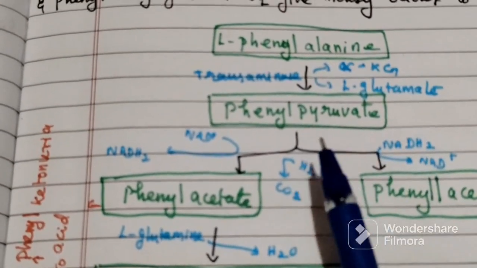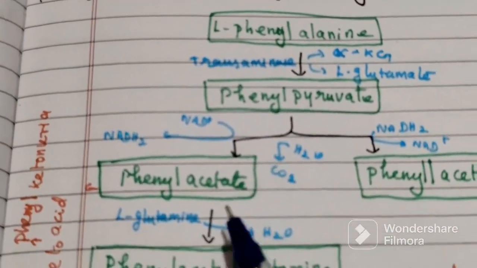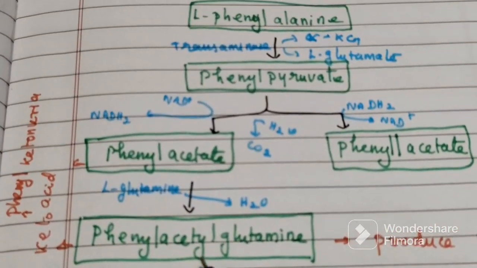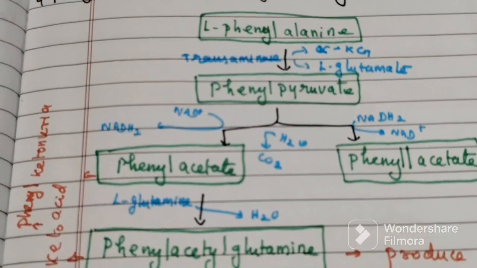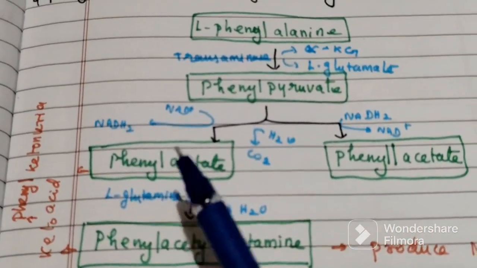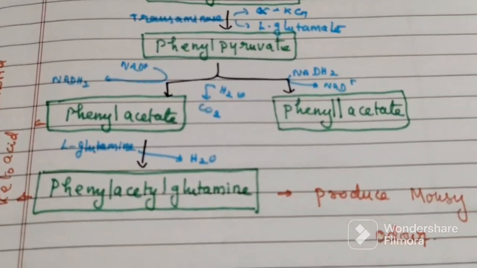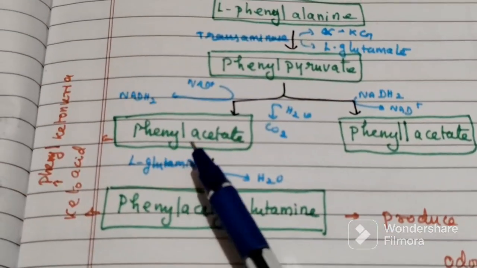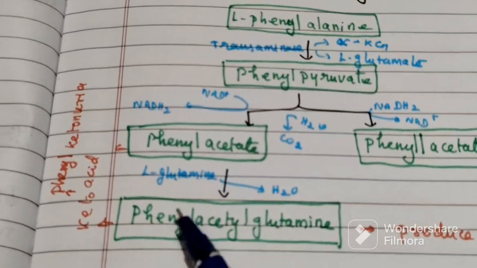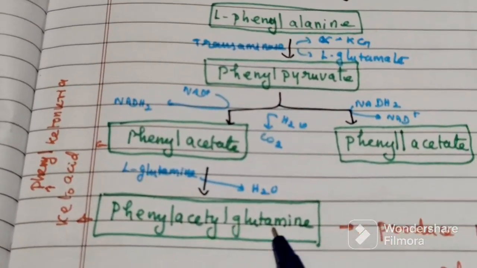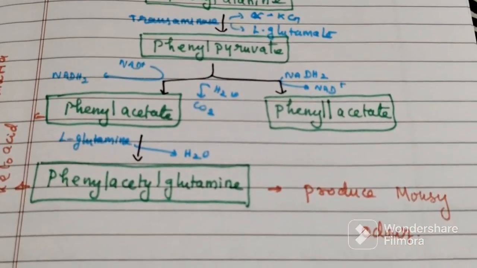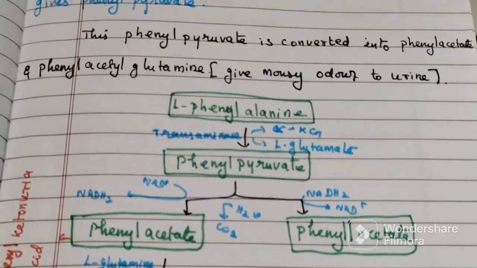Then this phenylpyruvate is converted into phenyl acetate and phenyl acetyl glutamine. These two components give the mousy odor to urine. These two keto acids, phenyl acetate and phenyl acetyl glutamine, produce the mousy odor to urine.